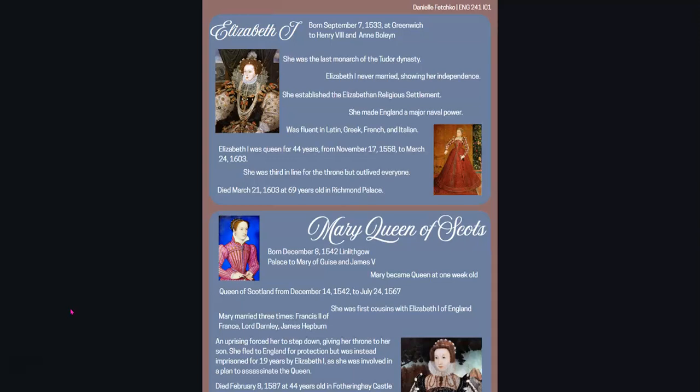And she handled tough religious divisions. She actually established the Elizabethan religious settlement, which was a settlement between Catholic and Protestant religions because there was a lot of uprisings during this time. And she led England through a time of growth, exploration, and cultural achievement known as the Elizabethan era. Her defeat of the Spanish Armada in 1588 showed the world that women could be strong, successful leaders, and ultimately she made England a major naval power.